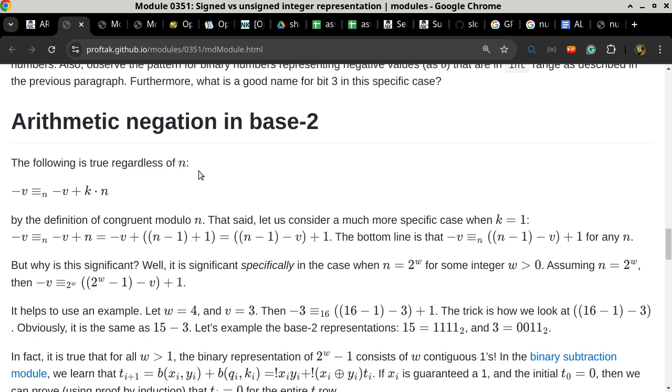The following is true regardless of n. So n is not so much the base, but what we are modding the numbers to. Negative v is congruent modulo n with negative v plus k times n, for some integer k, obviously. Does that make sense? It is by definition that negative v is congruent modulo n with a value that is the same as negative v, but you just add a multiple of n to it.